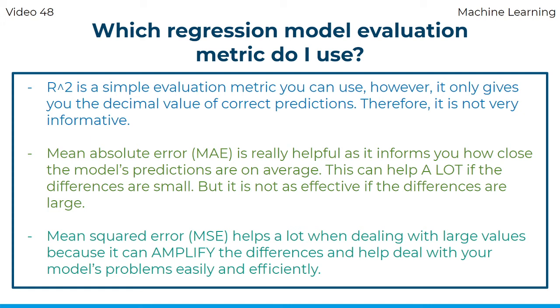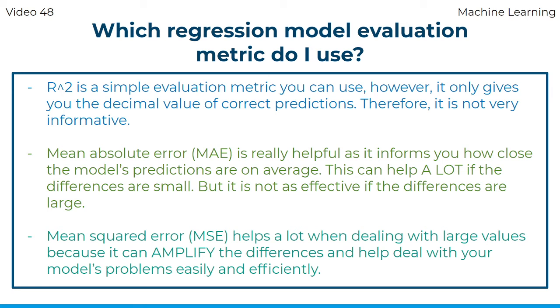That's not really helpful in terms of evaluation, because it will only tell you how many were correct, and it won't give you any more information for improving. So if you want more information for improving, it's best not to use R squared, although it is a pretty good evaluation metric to use. If you want to be a bit more informative, you might as well use mean absolute error or mean squared error.